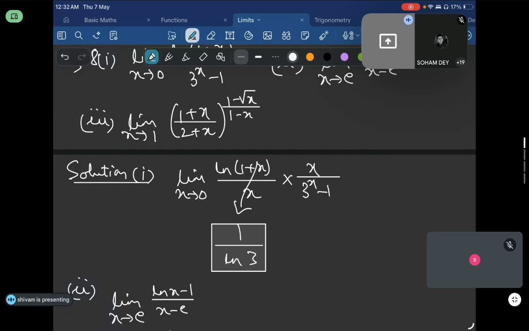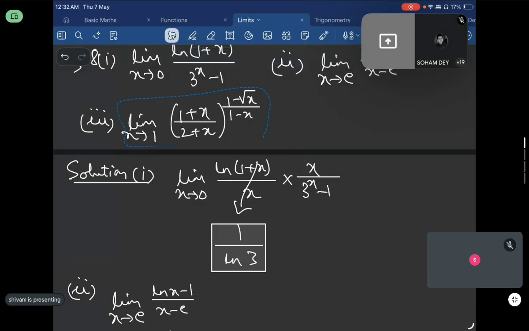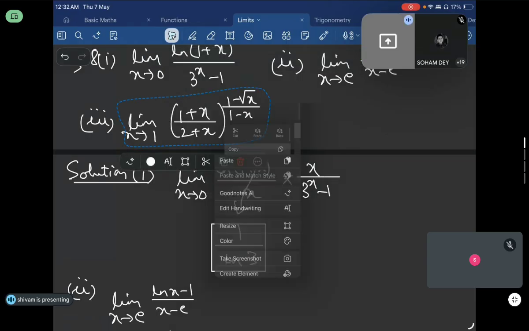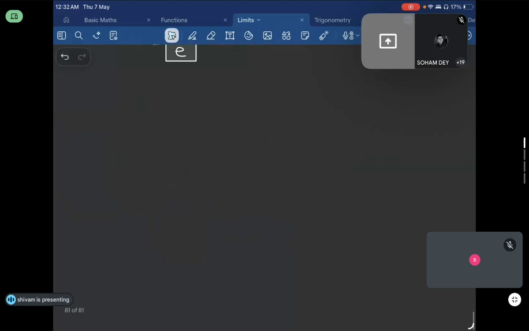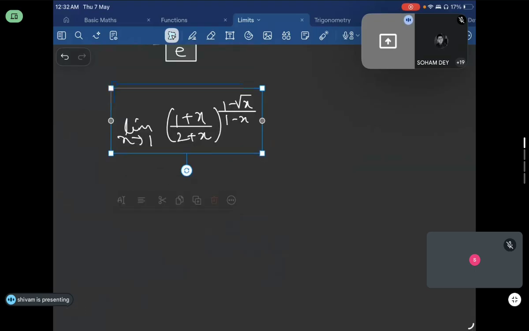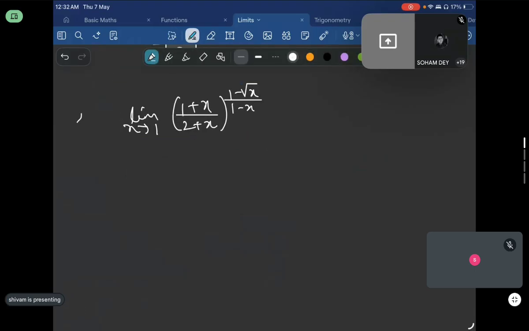Everyone, let us start. Done. So it is 1 to the power infinity form. Again, what you need to apply, everyone? Same thing. You directly apply the standard form. Part 3.